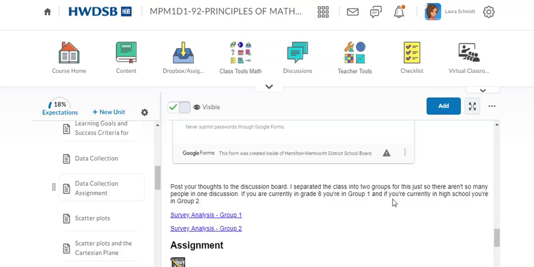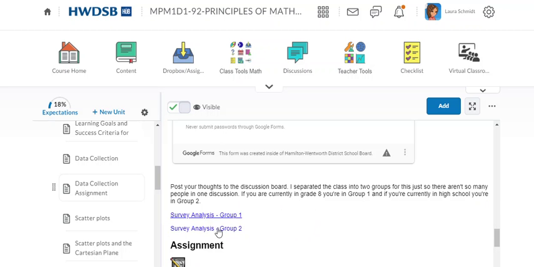I separated you into 2 groups just so there's not like 50 people discussing the same thing. So if you're in grade 8, you're in group 1. And if you're in high school, then you're in group 2. I just separated you based on that because I thought it was the easiest, and it seems to be kind of in half.